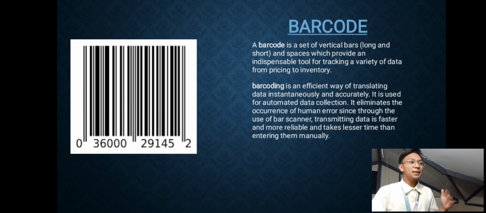A barcode is a set of vertical bars, long and short, and spaces which provide an indispensable tool for tracking a variety of data from pricing to inventory. Barcoding is an efficient way of translating data instantaneously and accurately.